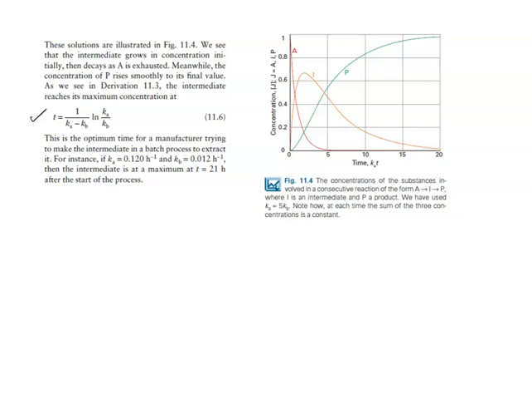This is the optimum time for a manufacturer trying to make the intermediate in a batch process to extract it. For instance, if k_A equals 0.120 per hour and k_B is 0.012 per hour, then the intermediate is at a maximum at time equals 21 hours after the start of the process.